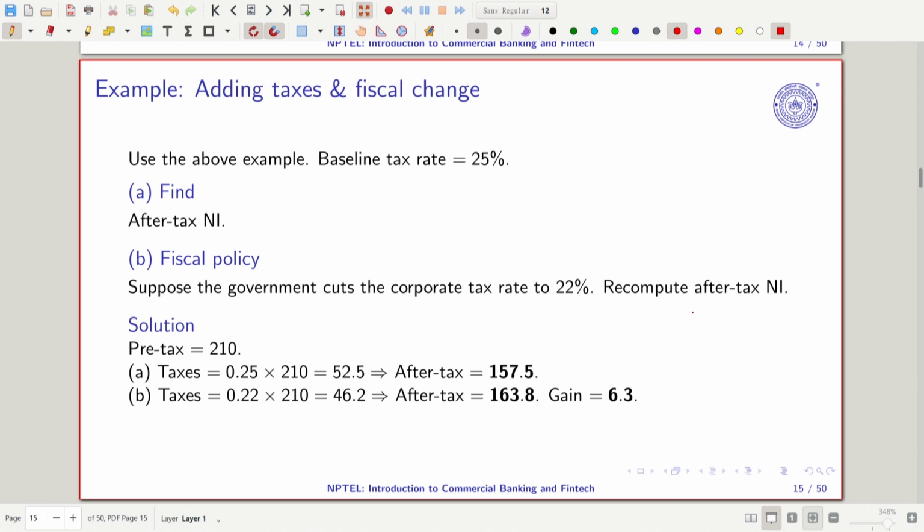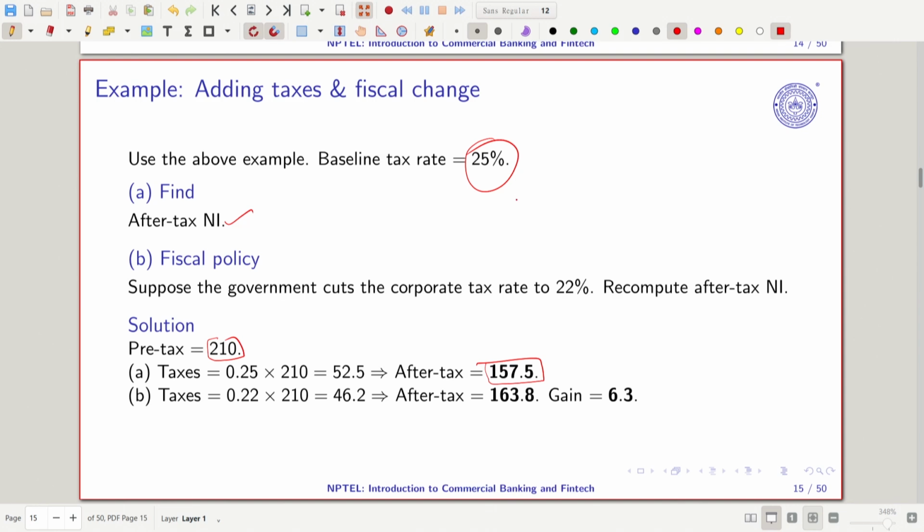Suppose the government imposes a tax and charges 25% tax. If you have been given that, can you calculate the after-tax net income? At 25% on 210 pre-tax net income, the tax will be 52.5, and after tax, subtracting from 210, it comes out to be 157.5. So this is the impact that we have.